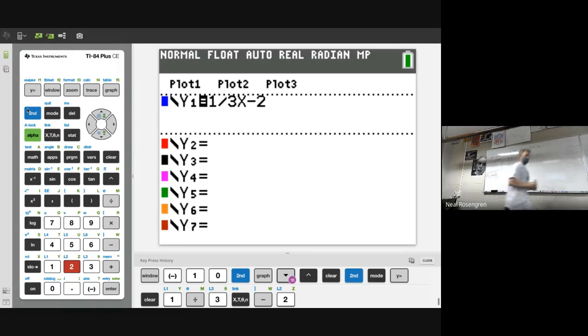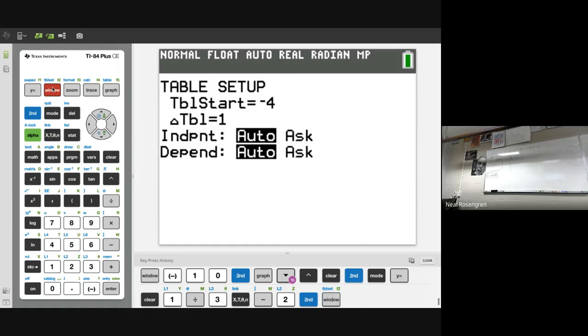That's what I'm going to do first. I plug the function in my calculator, then I go second window to TBL set, and I just type in -10 instead of whatever's there. Because as you move your table around, the table start's going to go with it. But maybe it's already set to -10, sweet, then you're good to go.